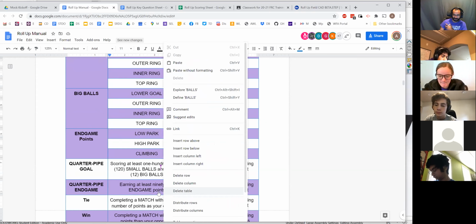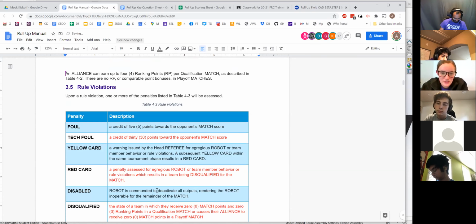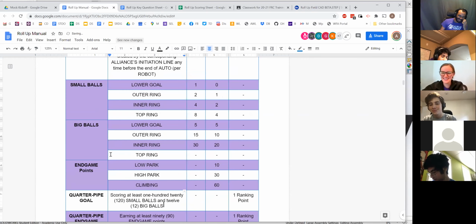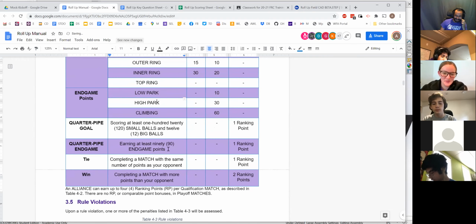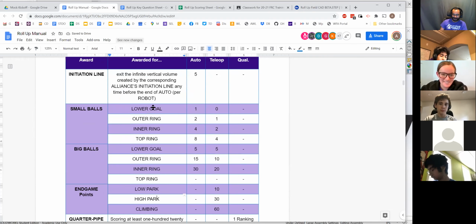Whoop, nope. I just did a very bad thing. We're gonna have to undo that. I accidentally deleted the table. Don't do it. Oops. Okay. Yeah, that's not good. Kathleen worked hard on making this nice table.